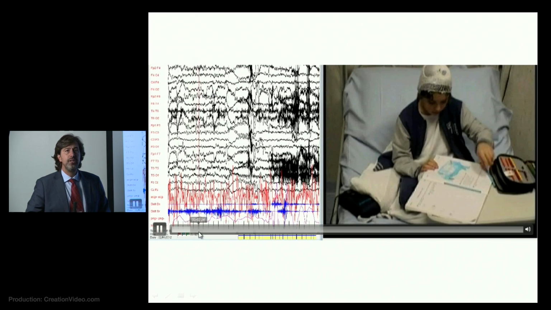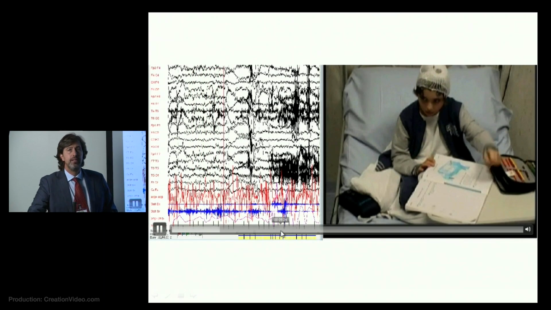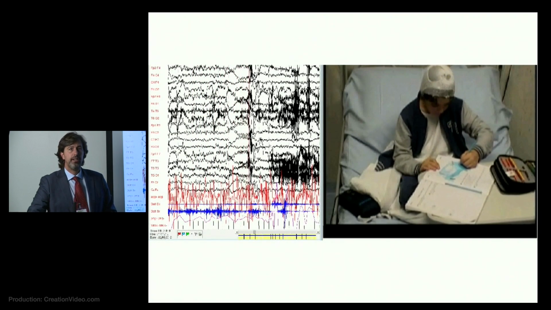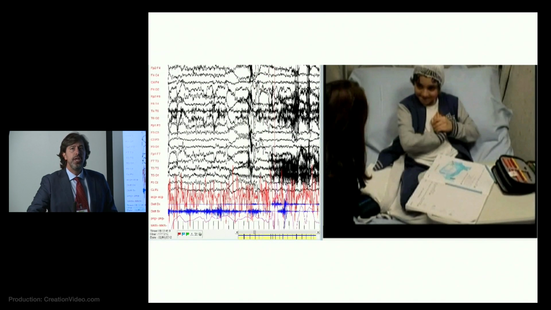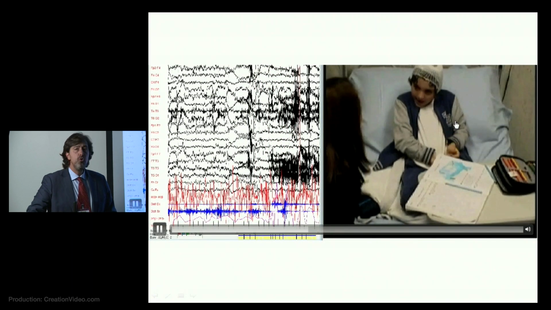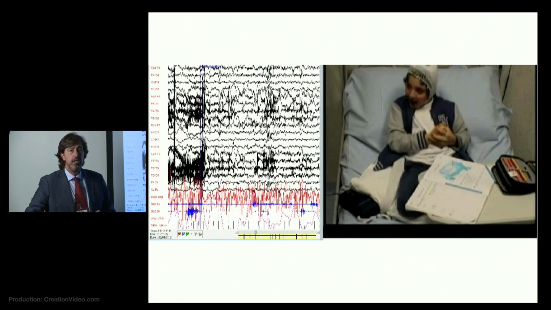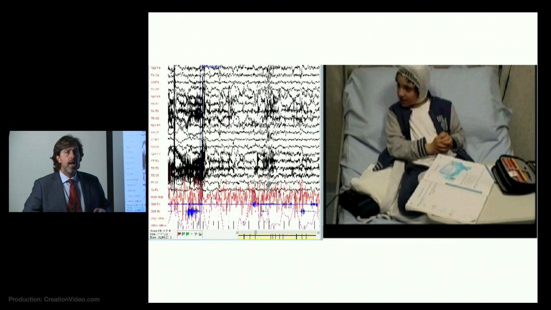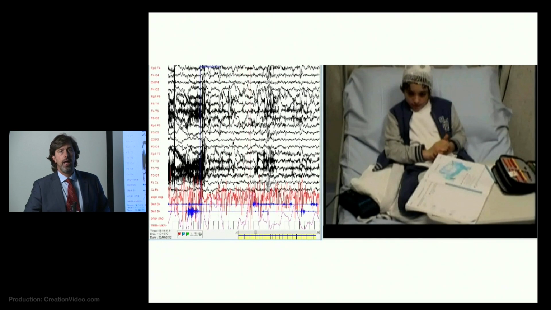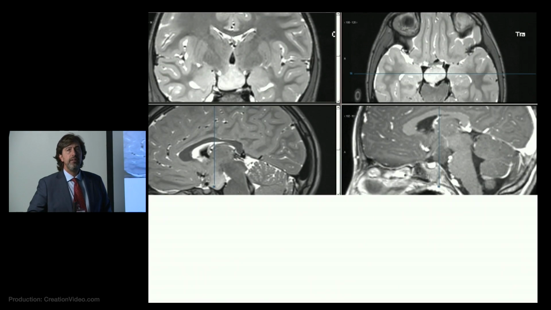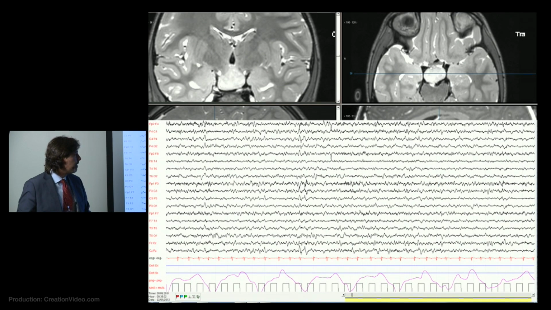So this is another event, and you can see here, very interesting, that the patient experienced the seizure and is doing some movements with the hands. This was a quite stereotyped movement that he used to present every time he had seizures. This is his fourth type, following the Delalande classification, of hypothalamic hamartoma. And this is the interictal EEG.